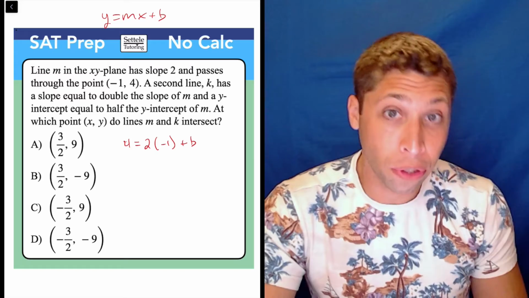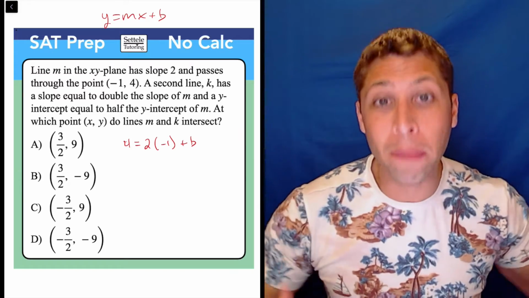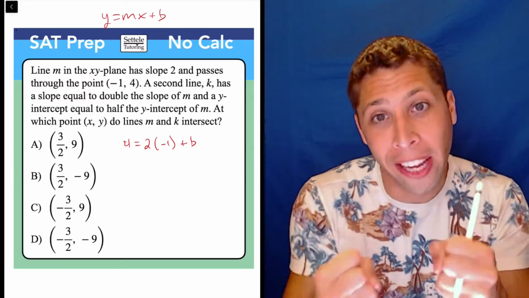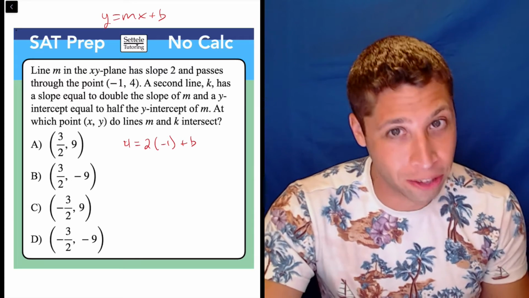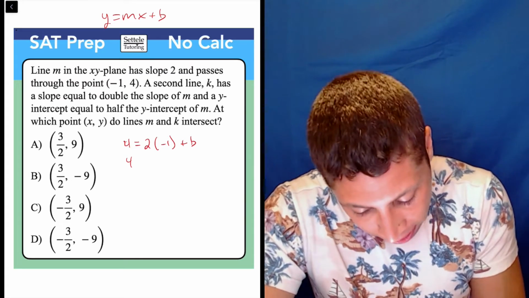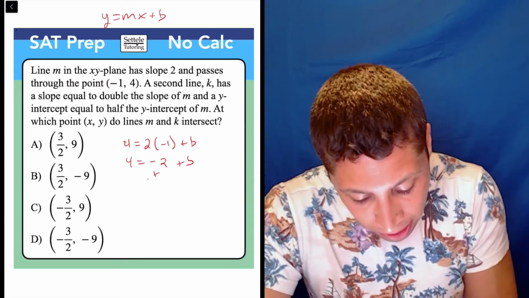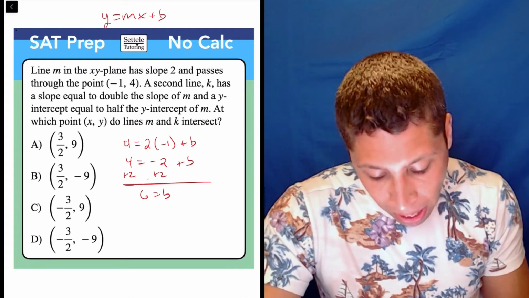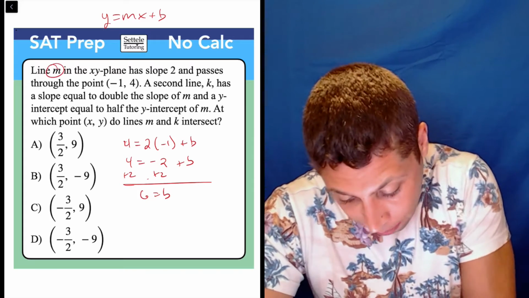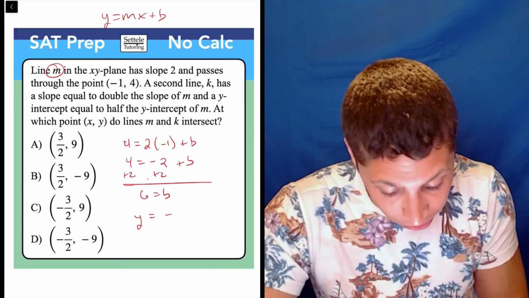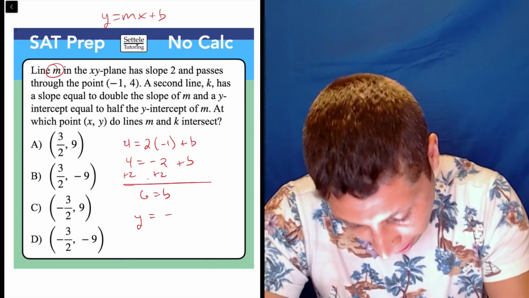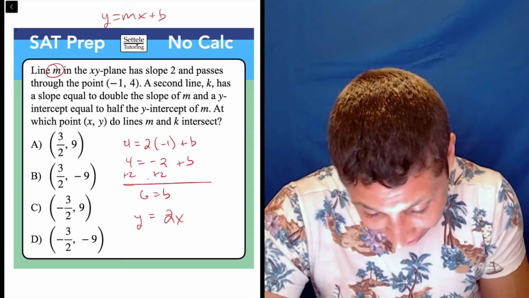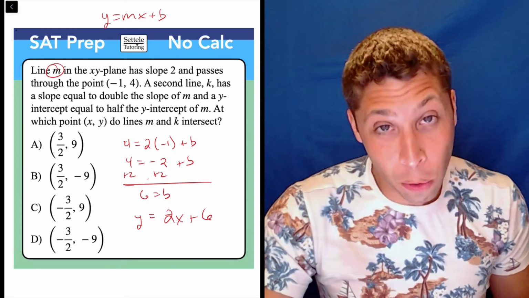But I have the tools to solve, not because I understood where I was going, but because I had an equation to plug things into. That's the importance of writing the equation down. So let's see, 4 is equal to negative 2 plus b, add 2 to both sides, and we get that 6 is b. And so now we have an equation for the first line, line m, which is y equals positive 2x plus 6. Whew, see, it's got to be careful.